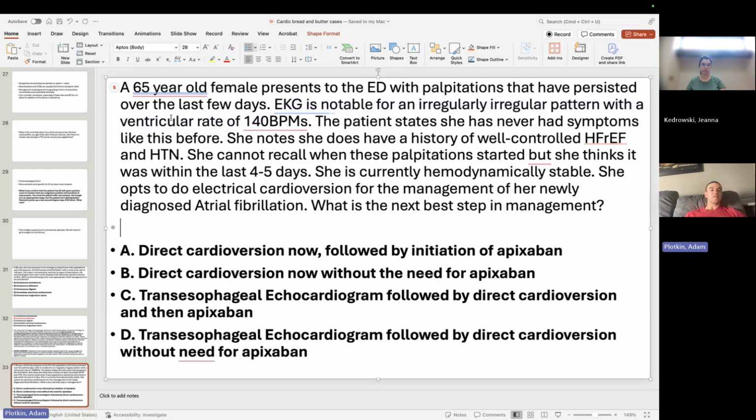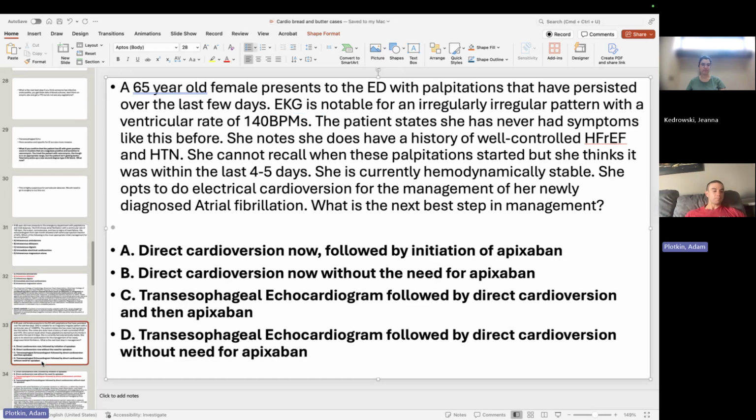So she's 65, that gets her 1 point. She's a female, that gets her 2 points, right? So she's already at 3, and we can kind of just keep going. She has HFrEF and hypertension, 2 more points there, right? We don't know anything about stroke history or diabetes or vascular disease. I don't need to know that. She's well above the 3 points. Put her on apixaban. Does that make sense? Mm-hmm. All right.